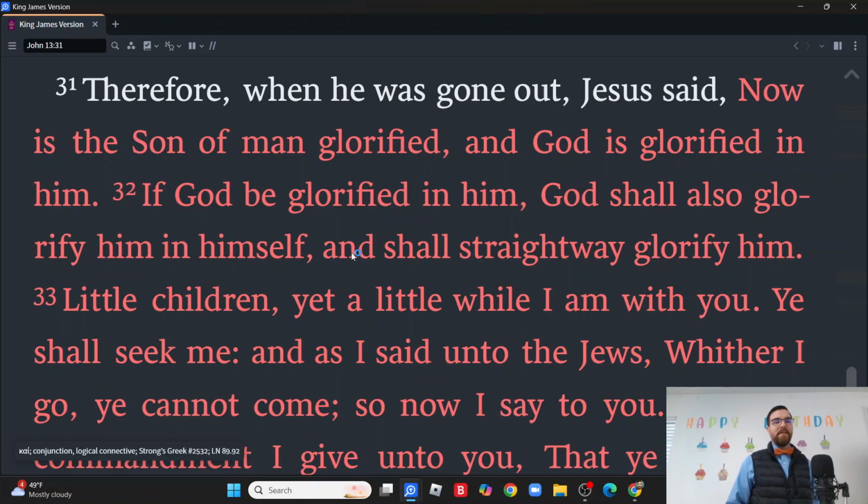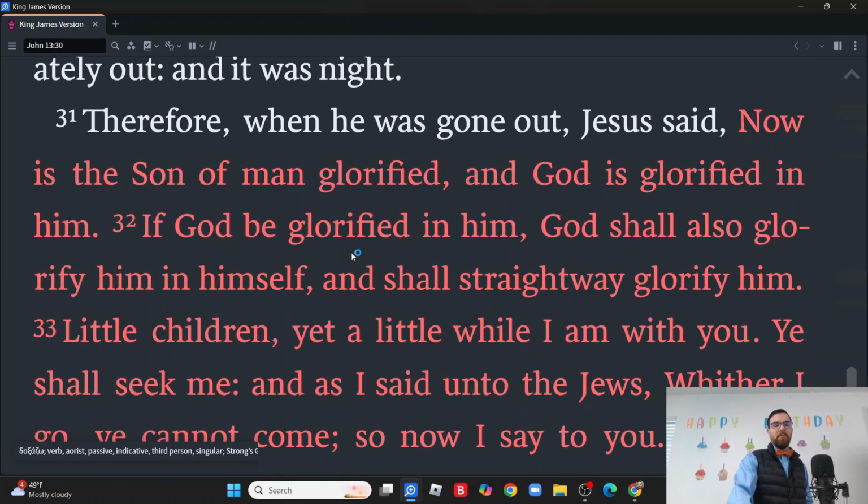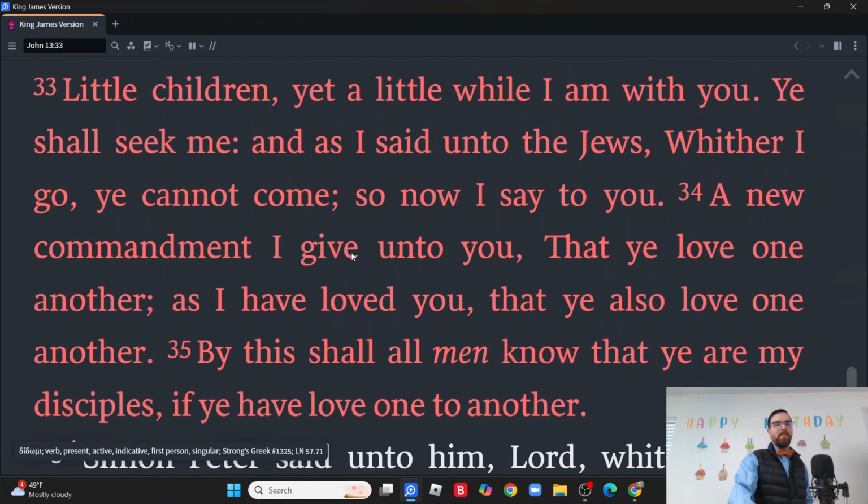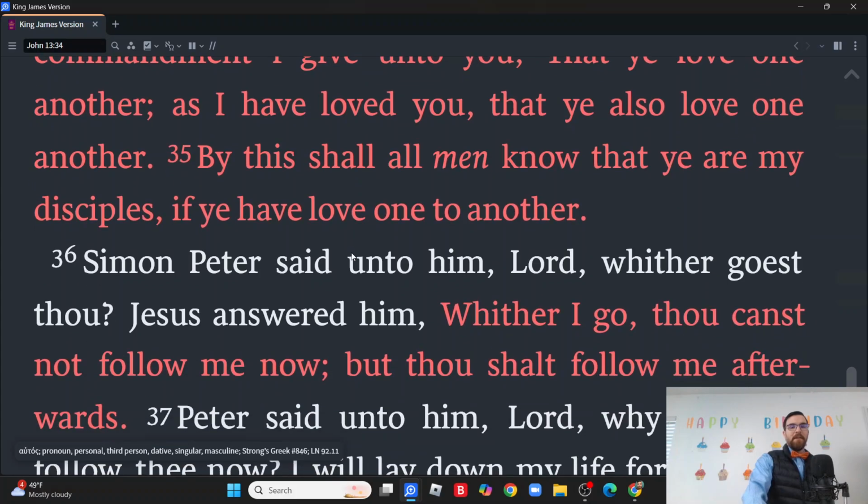Therefore, when he was gone out, Jesus said, Now is the Son of Man glorified, and God is glorified in him. If God be glorified in him, God shall also glorify him in himself, and shall straightway glorify him. Little children, yet a little while I am with you. You shall seek me. And as I said to the Jews, Whither I go, you cannot come. So now I say to you, a new commandment I give unto you, that you love one another, as I have loved you, that you also love one another. By this shall all men know that you are my disciples, if you love one another.